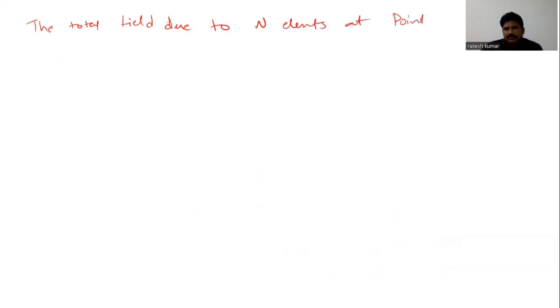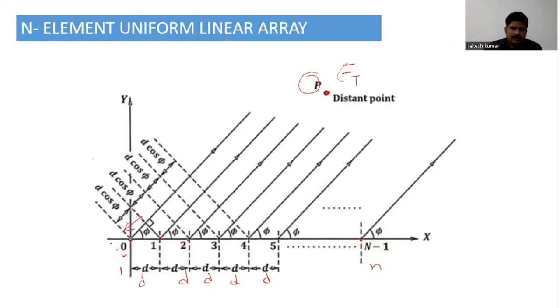So the total field due to n elements at point P is given as Et. Each element is fed with a progressive phase shift: this is fed with no phase, and for example, the next with 30 degrees, next 60 degrees, next 90 degrees, like that. We are providing a progressive phase shift.